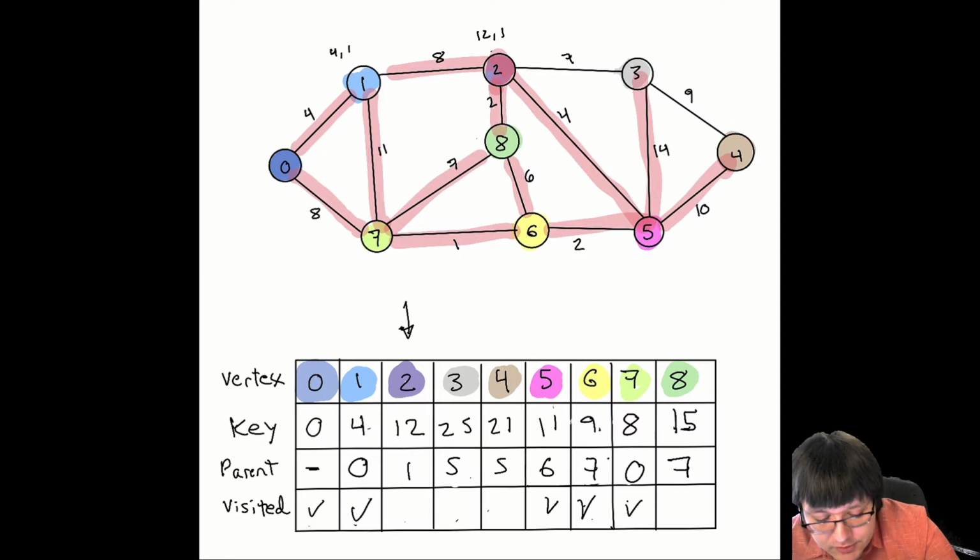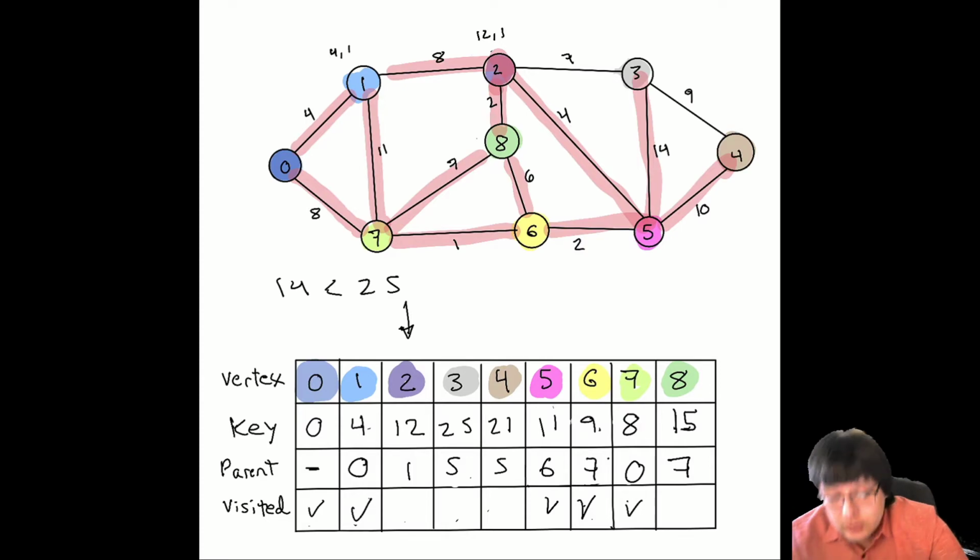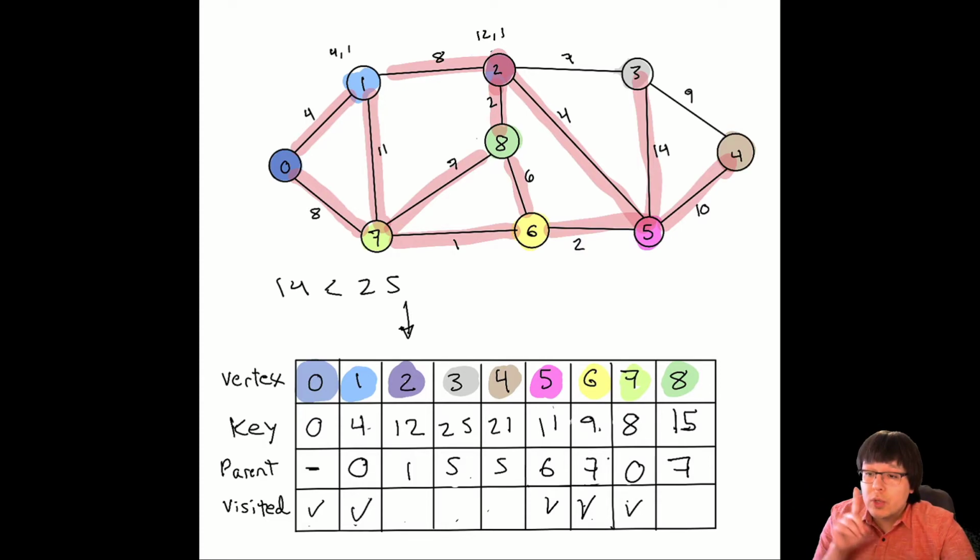So that's this edge right here. What we're saying is we have 12 plus 2, and we're checking if that is smaller than what we currently have in 3, which is 25. Well, 14 is indeed smaller than 25. So that means that we are going to relax.